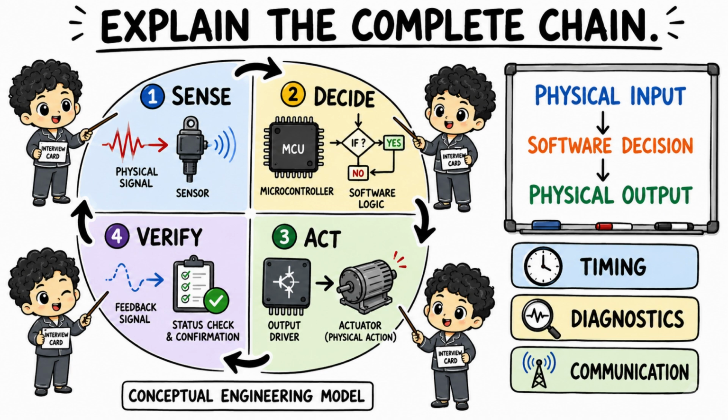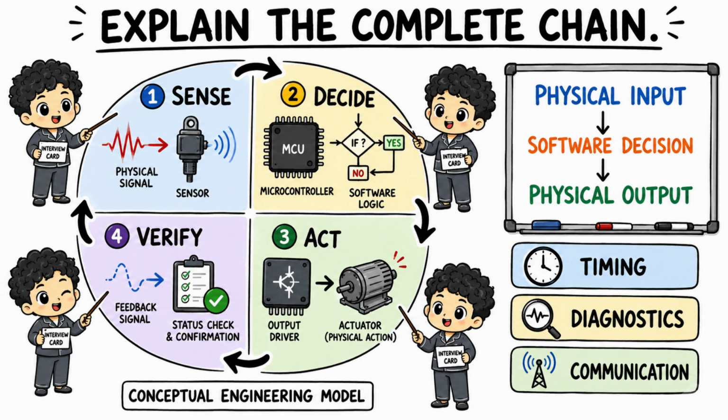A useful model is sense, decide, act, and verify. Sense means collecting information from the vehicle or environment. Decide means processing that information according to programmed logic. Act means commanding a physical output, and verify means checking the result, the system status, or any available feedback. Not every function implements these steps in exactly the same way, but the model helps you analyze many automotive systems.